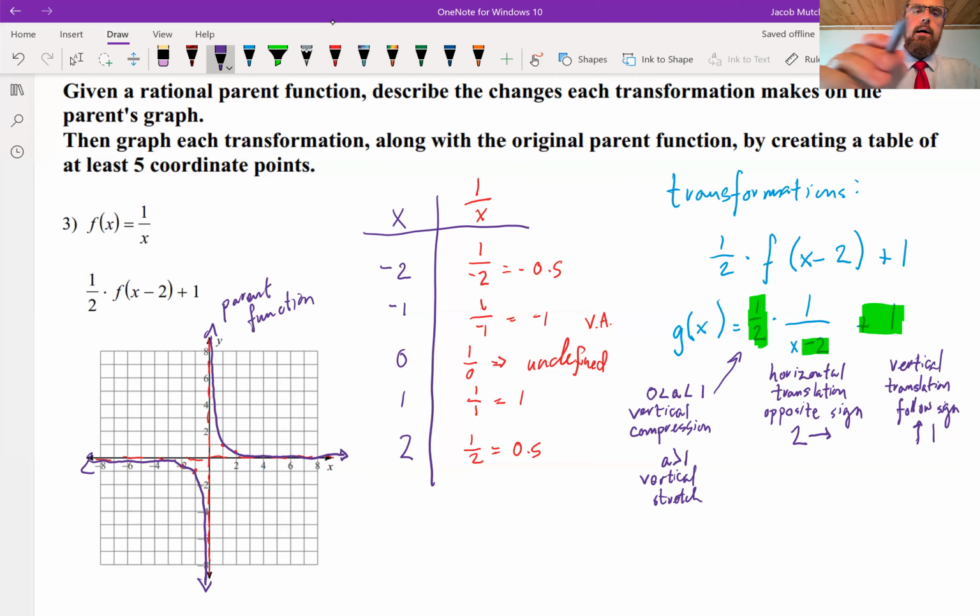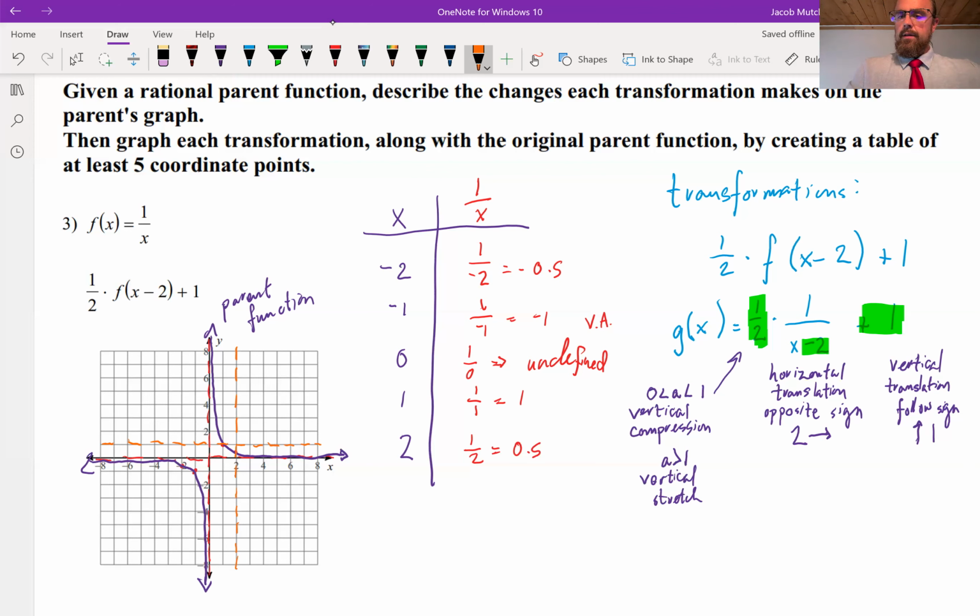I'm going to go ahead and predict where the asymptotes and the graph itself are going to move. So if I'm moving to the right, what that's really going to change on my graph is my vertical asymptote. So it's going to move from the y-axis over to the position x equals 2. If I'm moving the graph 1 up, the horizontal asymptote is going to shift from the x-axis to a 1 higher position at y equals 1.